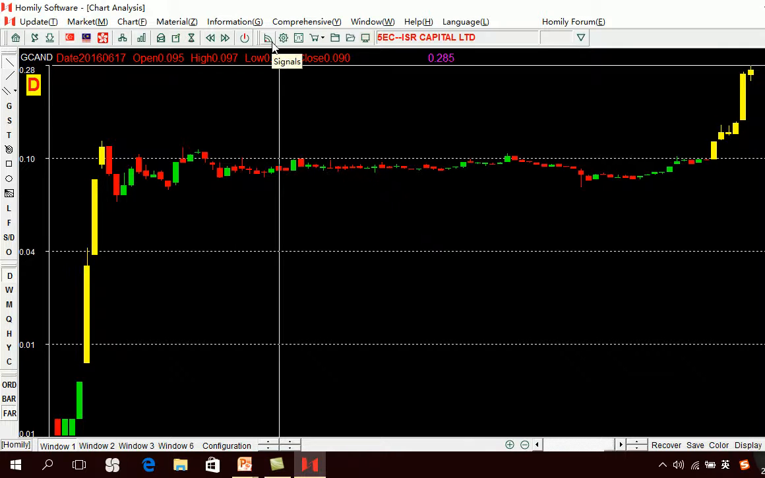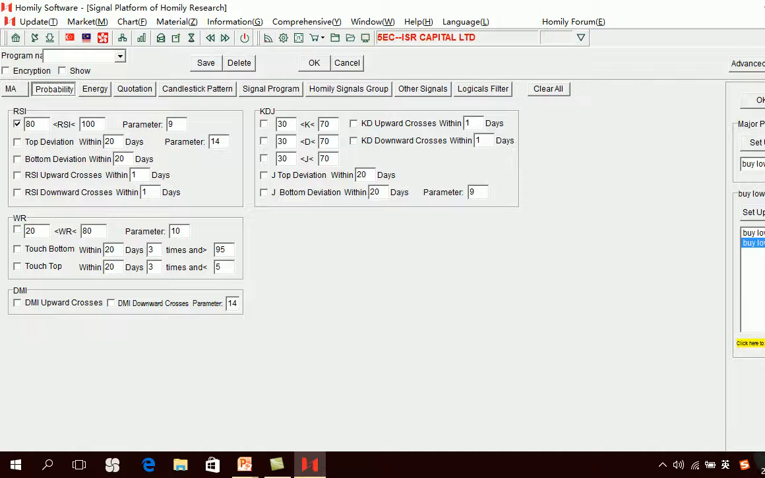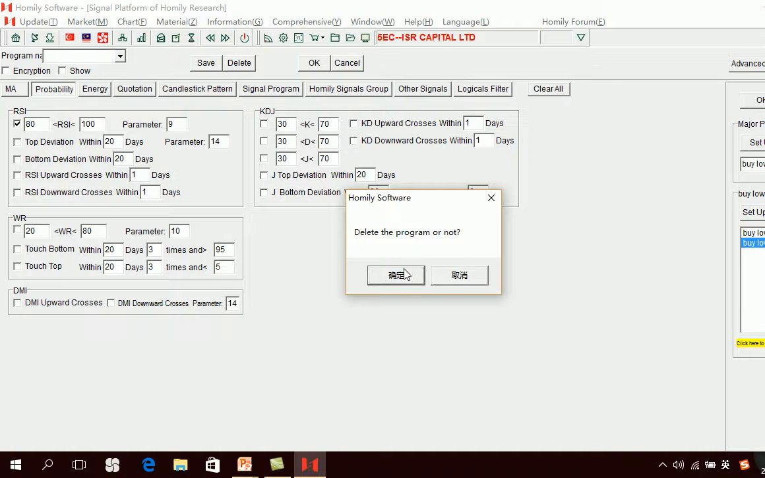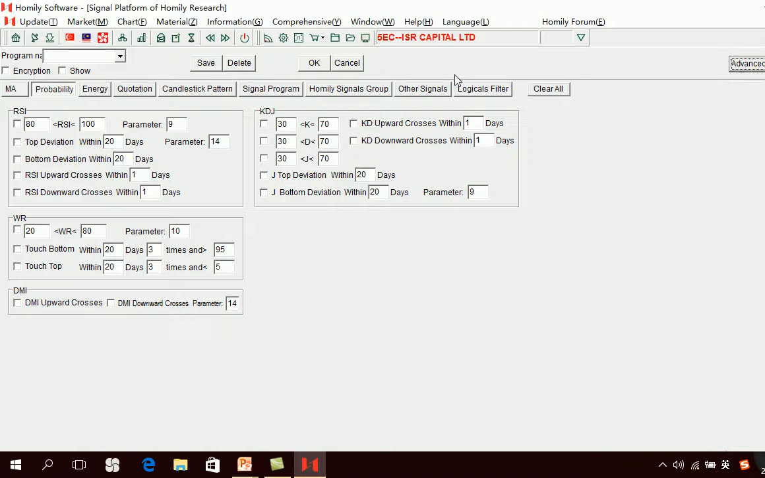I repeat again. Firstly, we should click setting. Firstly, we should click signals. This is the first step. The second step, we should click advanced signal combination. This is the second step. Then, we should click the name. Buy low, sell high. This is the name. Then, we click setup.